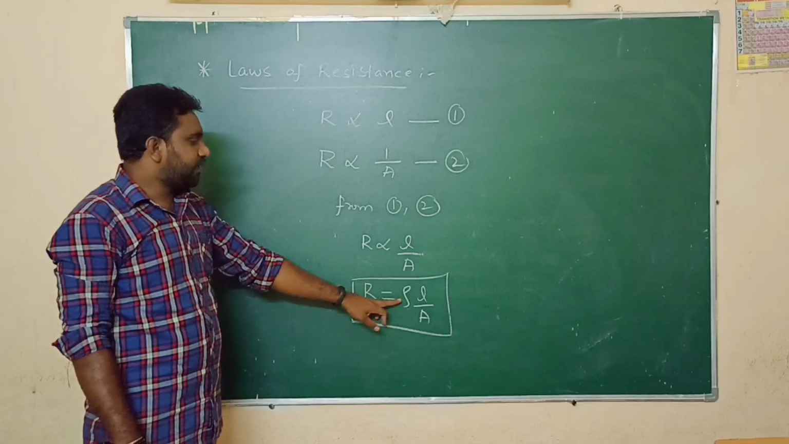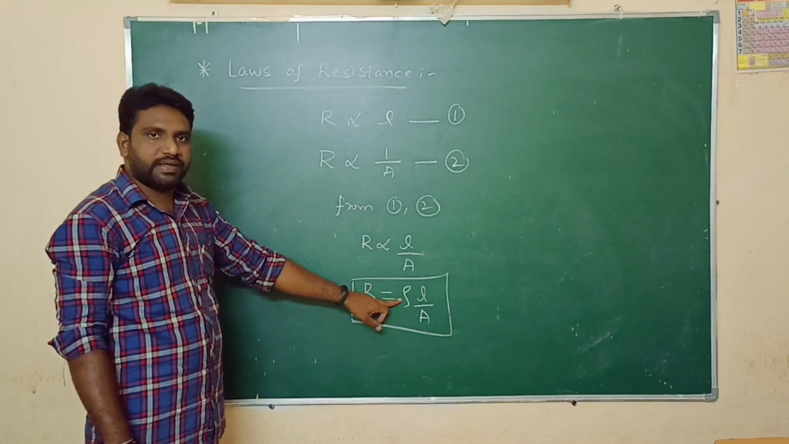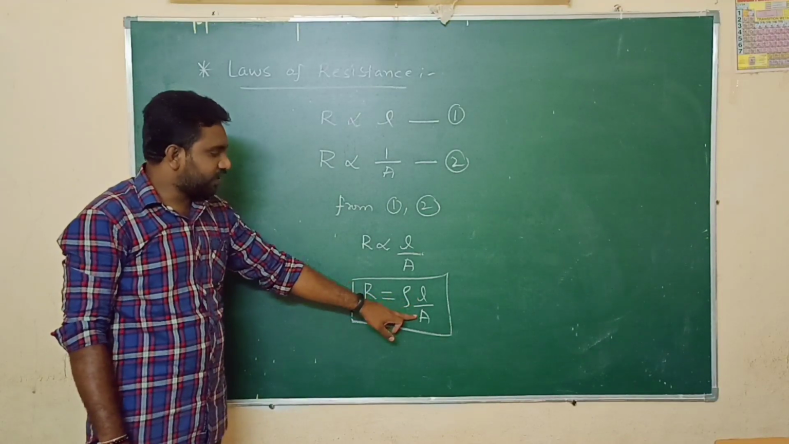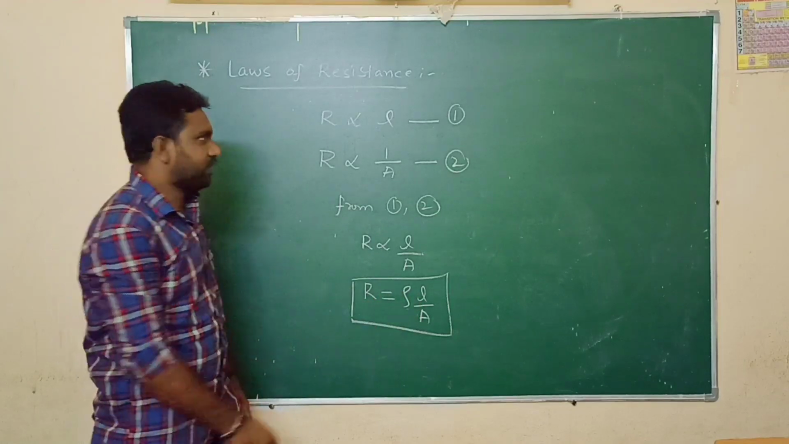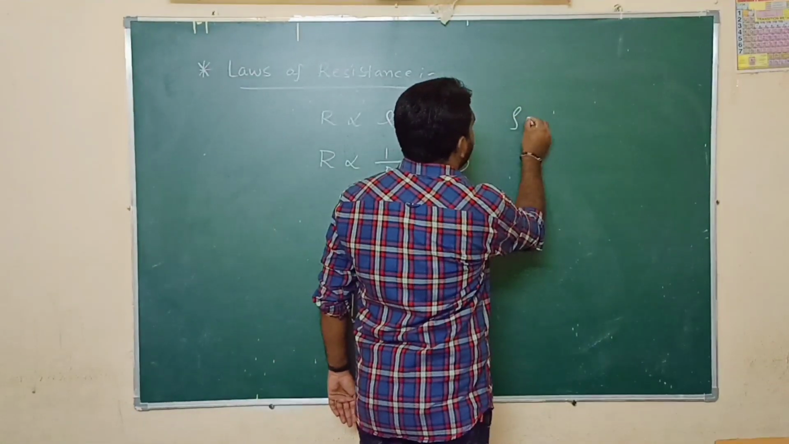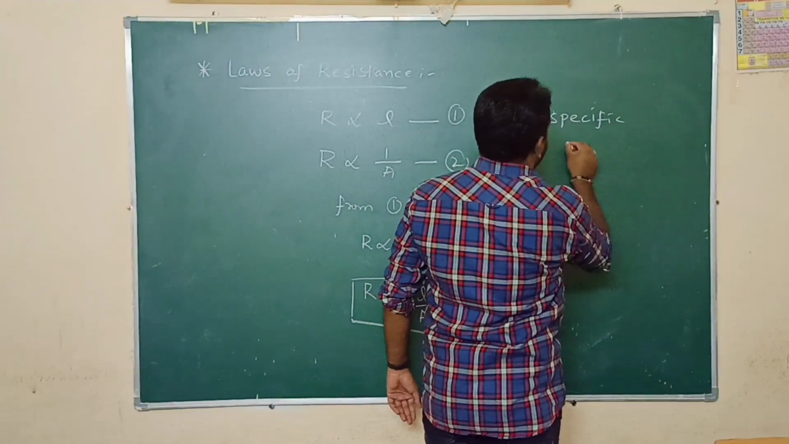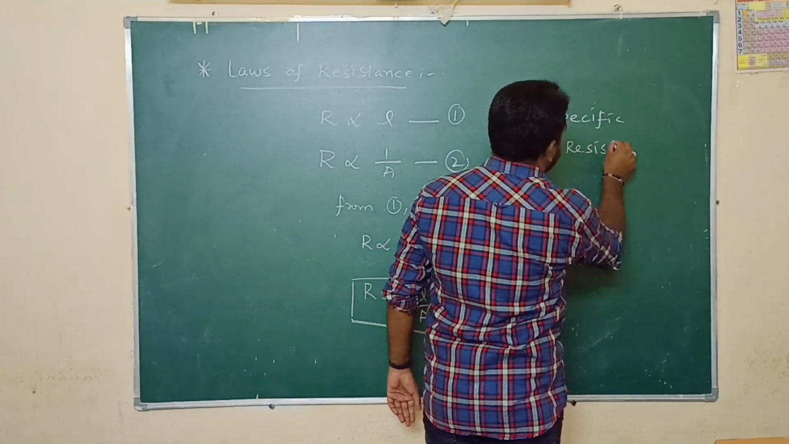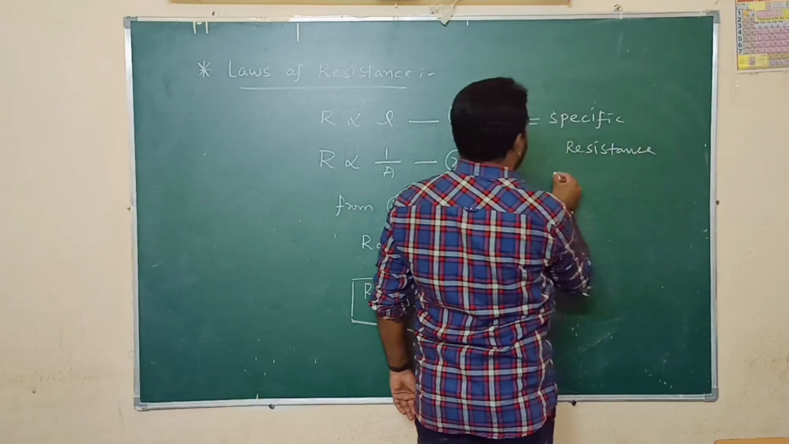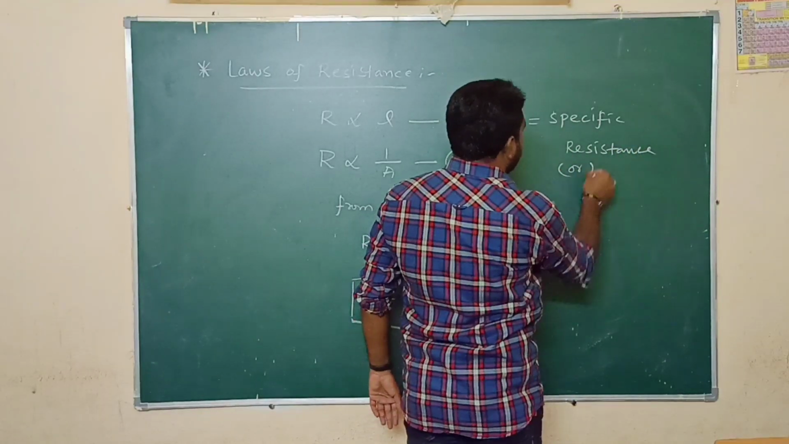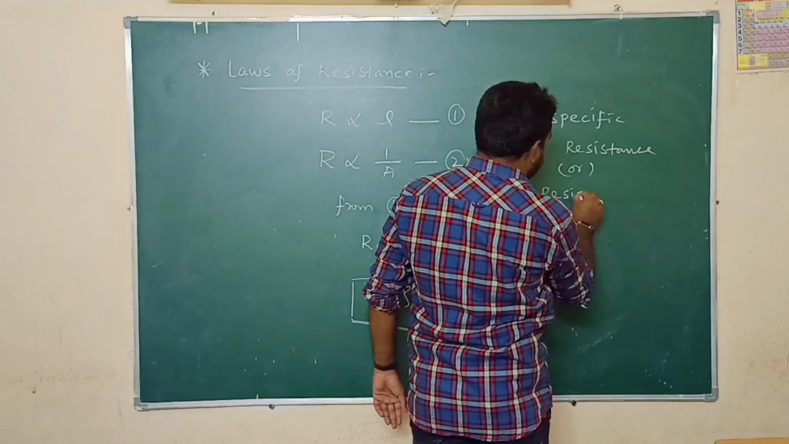Here rho means specific resistance or resistivity, L means length of the conductor, and A means cross sectional area of the conductor. So rho equals specific resistance, or it is also known as resistivity. Both are the same.